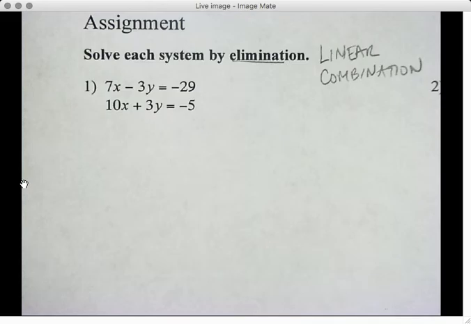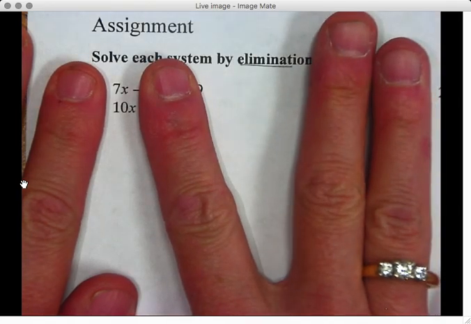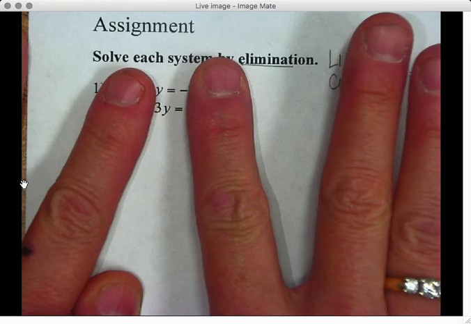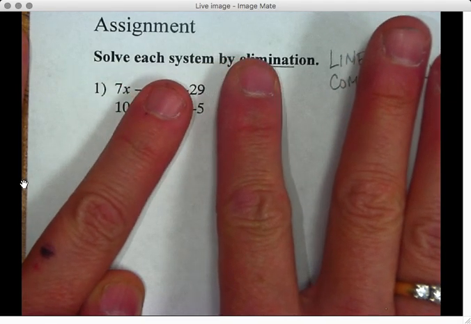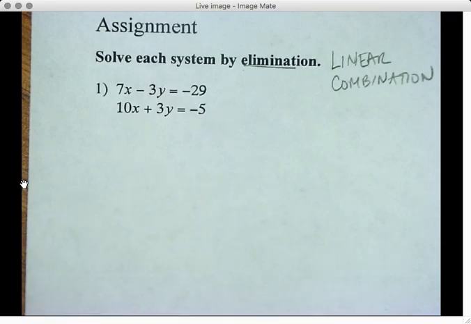The first thing you want to check for is, is everything lined up, right? Do I have an X column? There's my X's. Do I have a Y column? There's my Y's. Do I have my equal signs pretty much lined up, right? And do I have the constant on the other side, right? You want it nice, organized. I like to call that housekeeping.